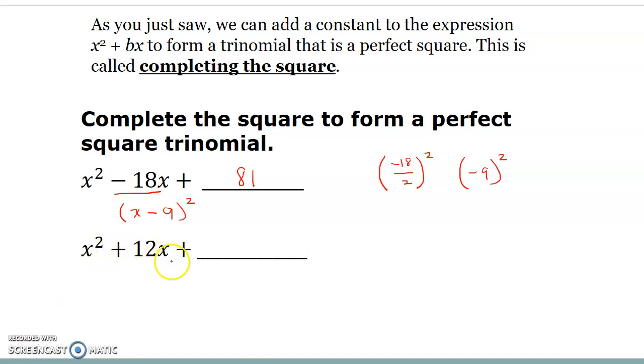Next, x squared plus 12x plus what? I'm going to take half of the b value, so half of 12, and I need to square it. So I have 6 squared, which is 36, so I'm going to add 36. Now I have a perfect square trinomial, but we would add 36 to both sides in our equation. So I have x plus 6 squared when I factor it.